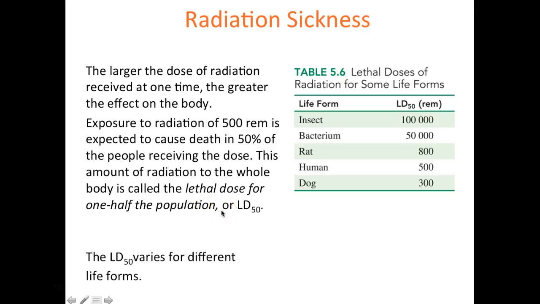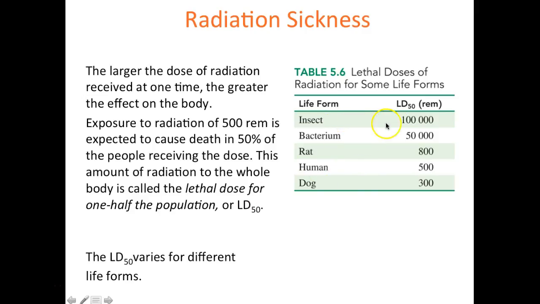So if they have a test population and they've exposed that test population to a certain amount of radiation, and it does lead to the death of 50% of that population, that level is then described as the LD50 for that particular species.